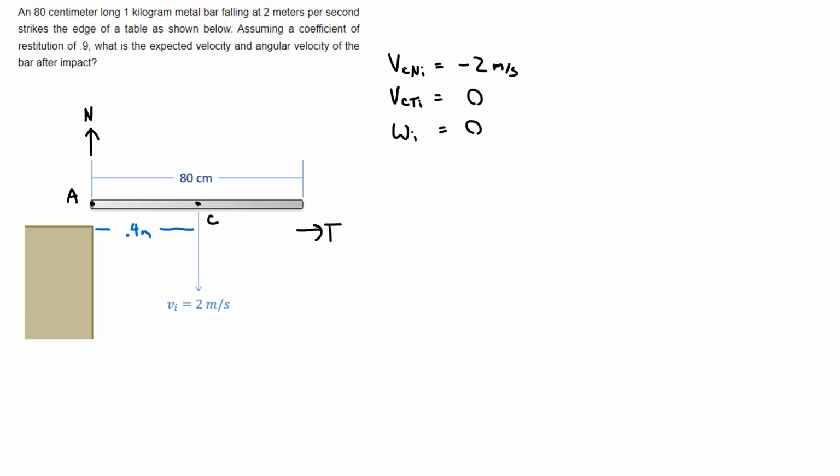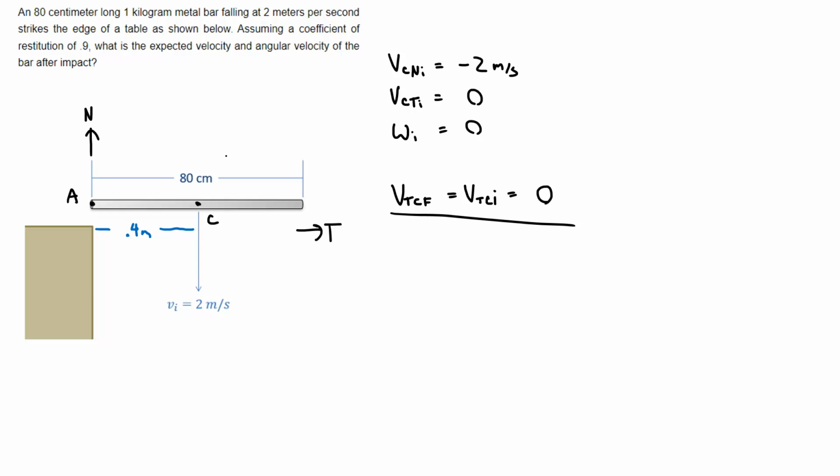So we want to figure out basically these three components in the final state: the final velocity in the normal direction, the final velocity in the tangential direction, and the final angular velocity are the three pieces we're looking for. The easiest one is the tangential direction. Since the impact force will be in the normal direction, the tangential velocity will remain unchanged. So VTCF is equal to VTC initial, which is 0.